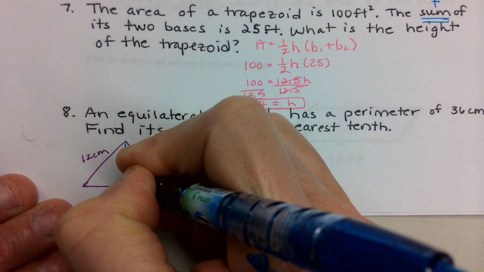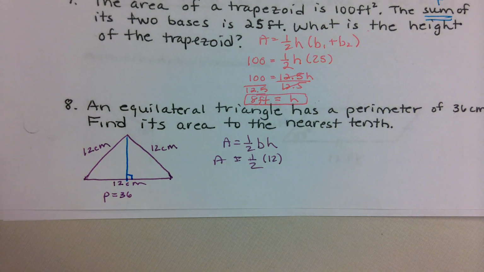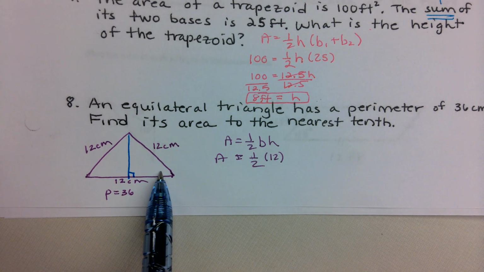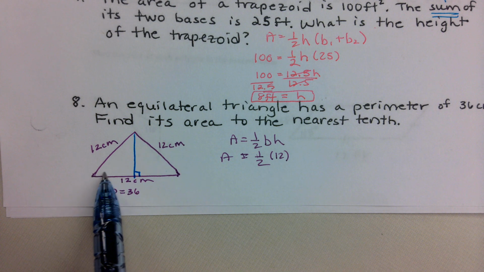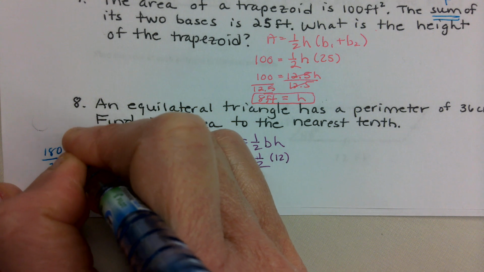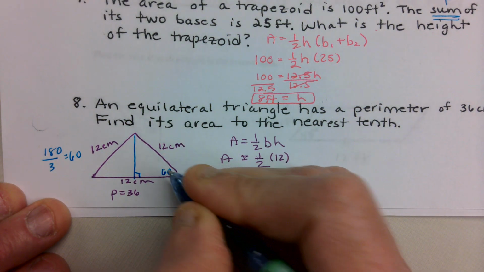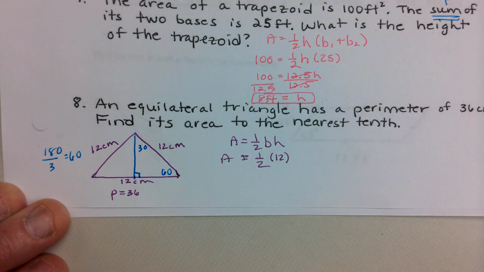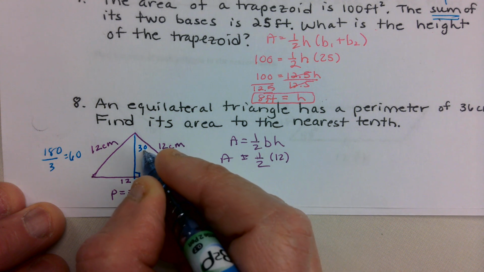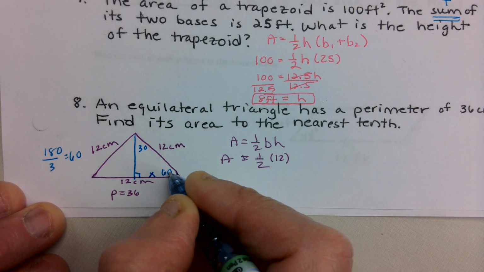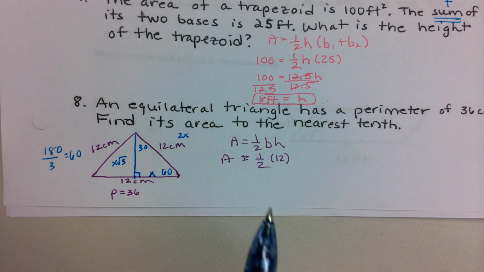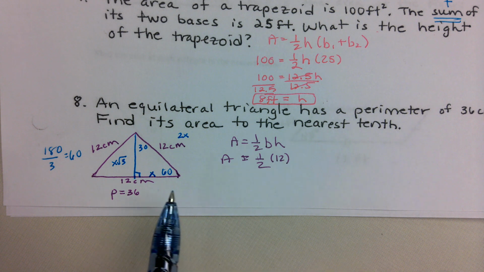So the height is always perpendicular to the base. And since it's an equilateral, those are special triangles, so we know what this angle right here is. There's three angles. They're all the same. So 180, again, we did this before, divided by 3 is 60. So this is 60. That tells you this is 30. So I have a 30, 60, 90, where opposite the 30, that's my x. Opposite the 60 is x root 3. The hypotenuse is 2x.